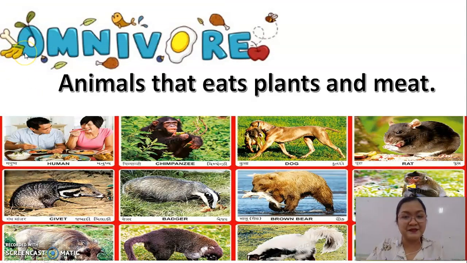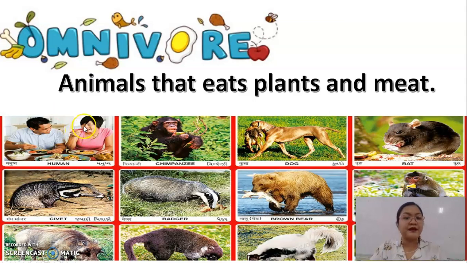Okay, can you please read your screen? Omnivore are animals that... Okay, very good. Omnivores are animals that eat both plants and meat. They can eat plants and they can also eat meat. Very good. What are the examples of an omnivore?